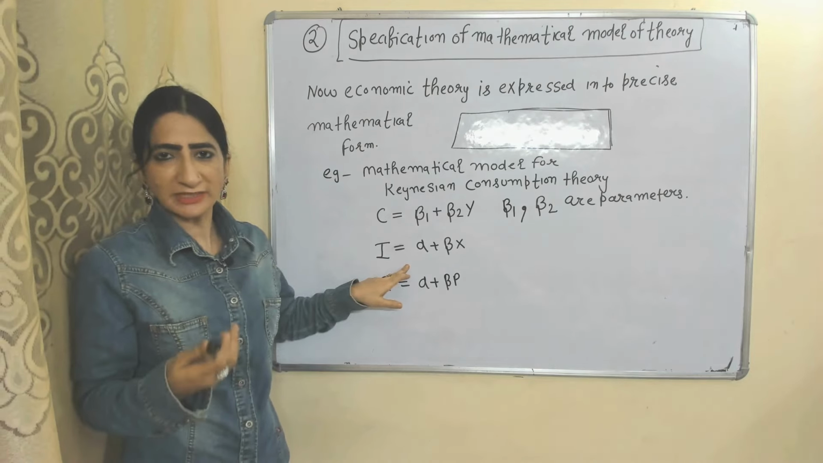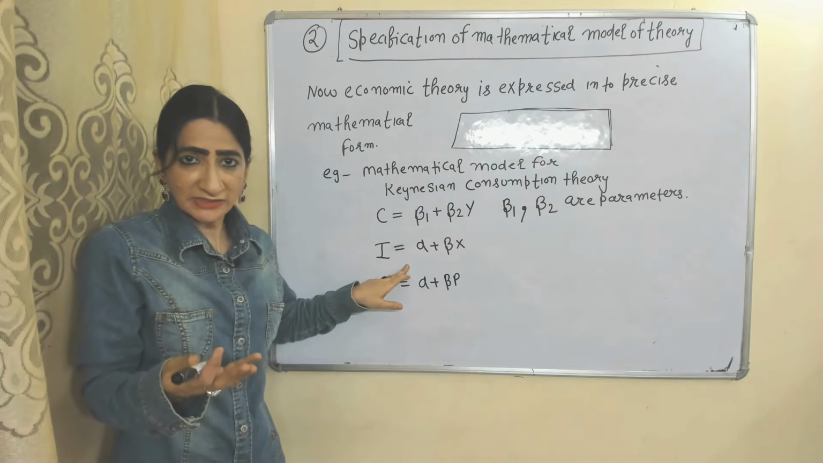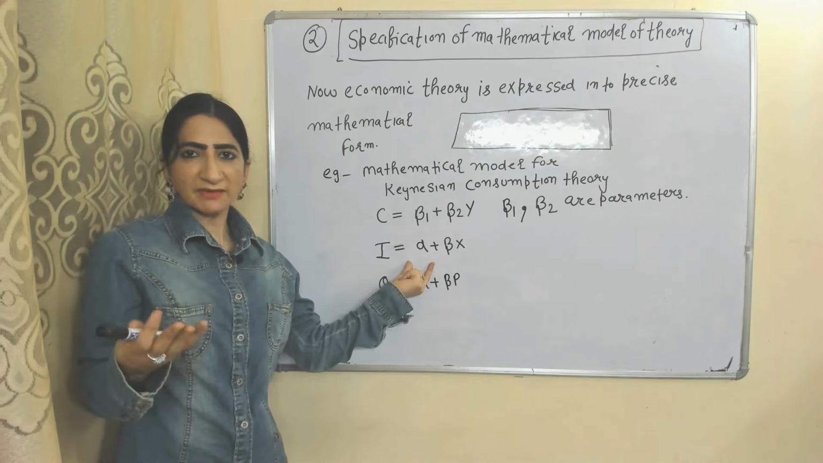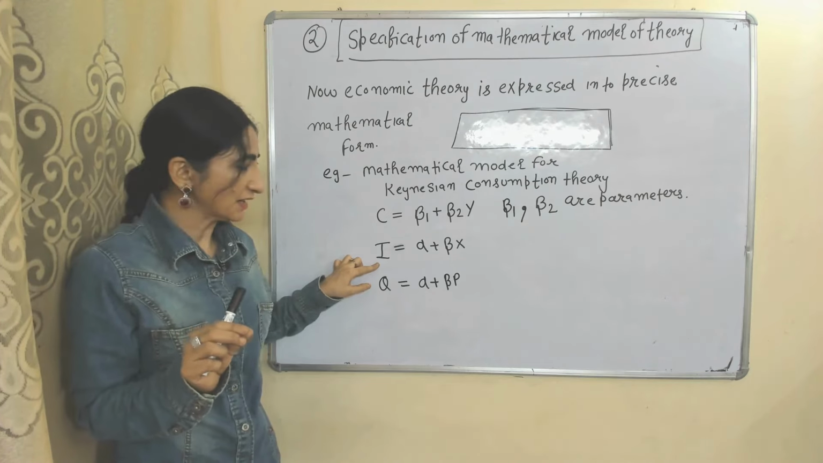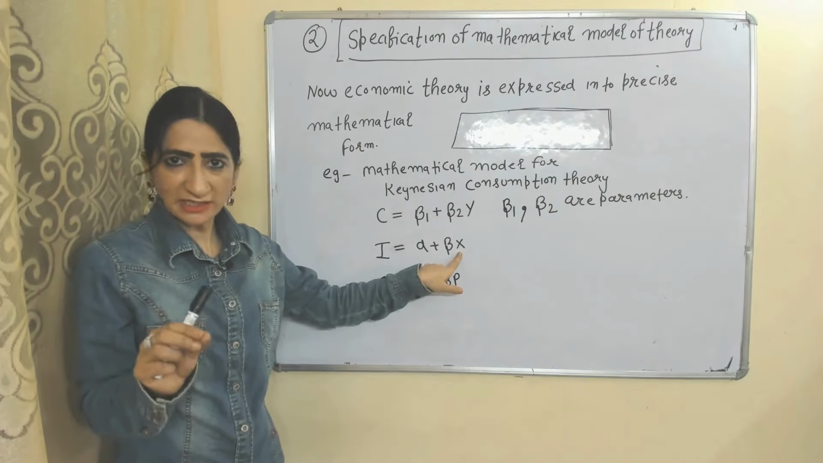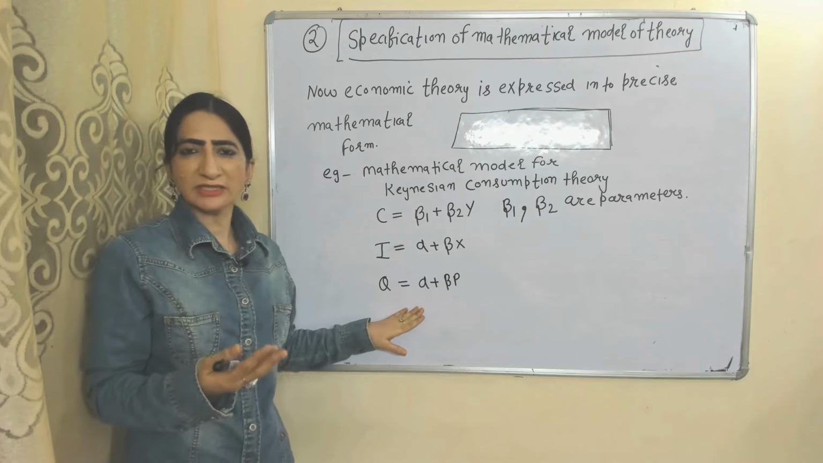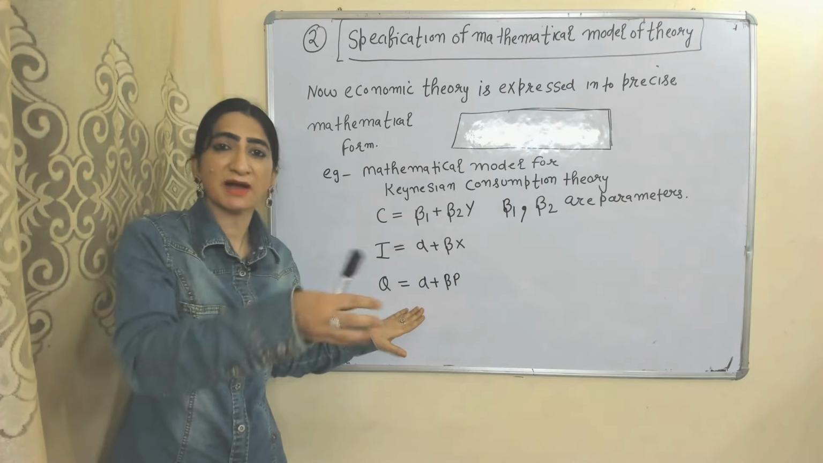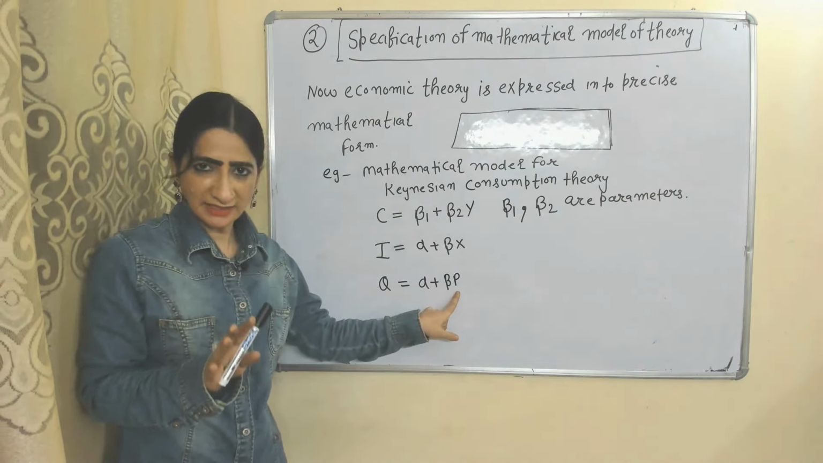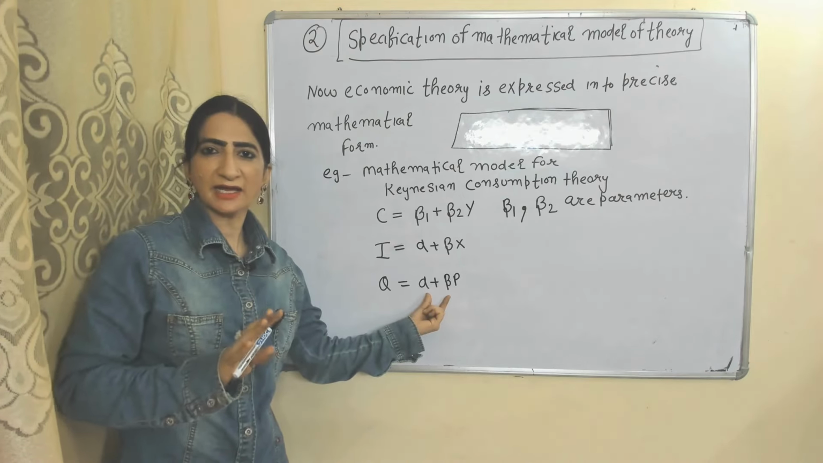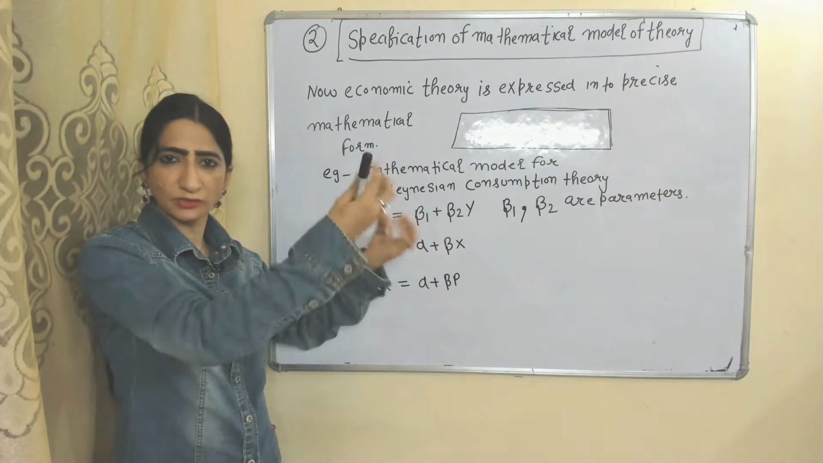Similarly, if you want to test your investment theory, which says investment depends on interest rate, then this is the mathematical form of investment theory. Here I is investment, which is the dependent variable, X is interest rate, which is the independent variable, and alpha and beta are parameters of the model. You can also test your demand theory, which says demand depends on price. Here Q is demand, the dependent variable, P is price, the independent variable, and alpha and beta are our parameters of the model. So these are mathematical forms of theories which we are going to test.